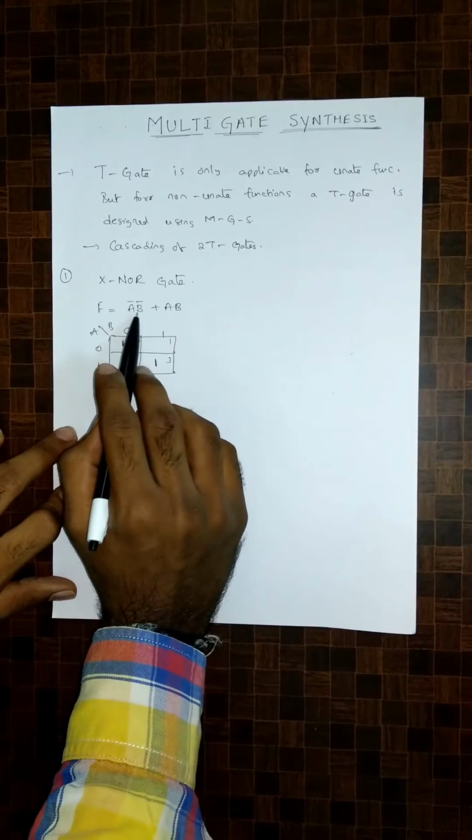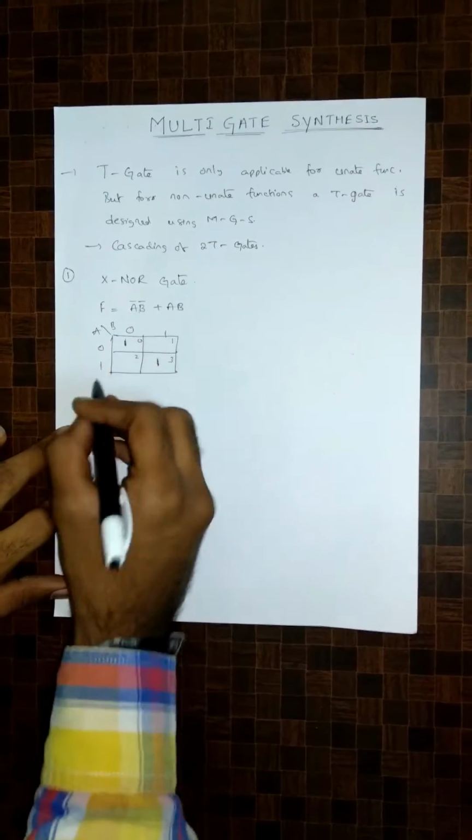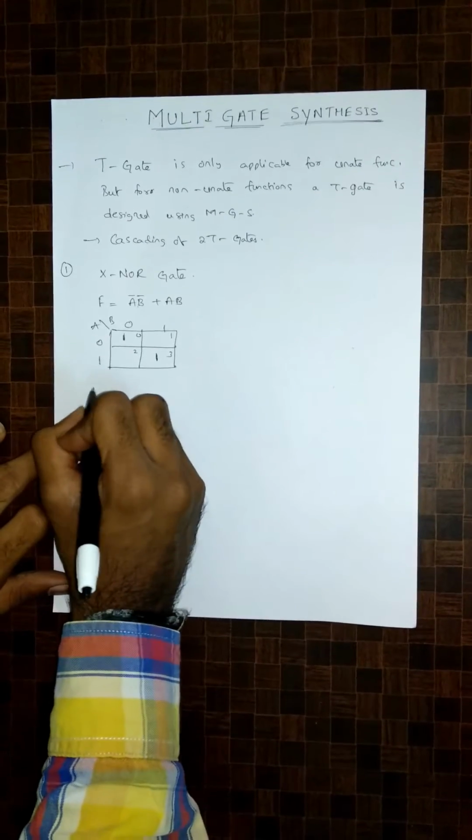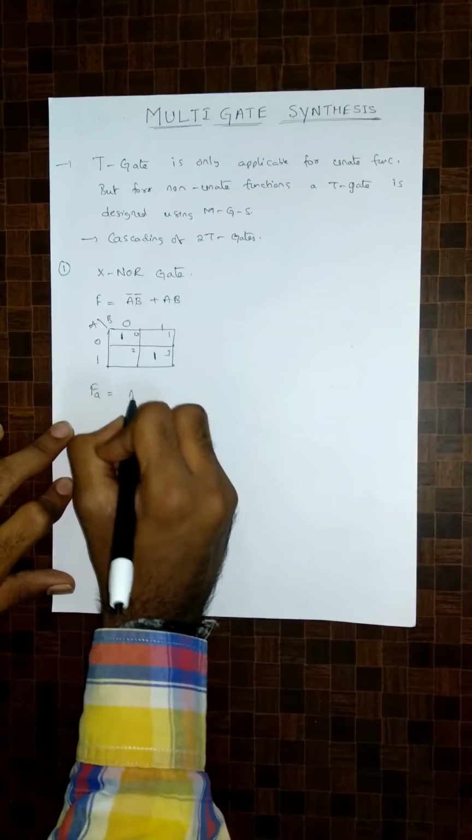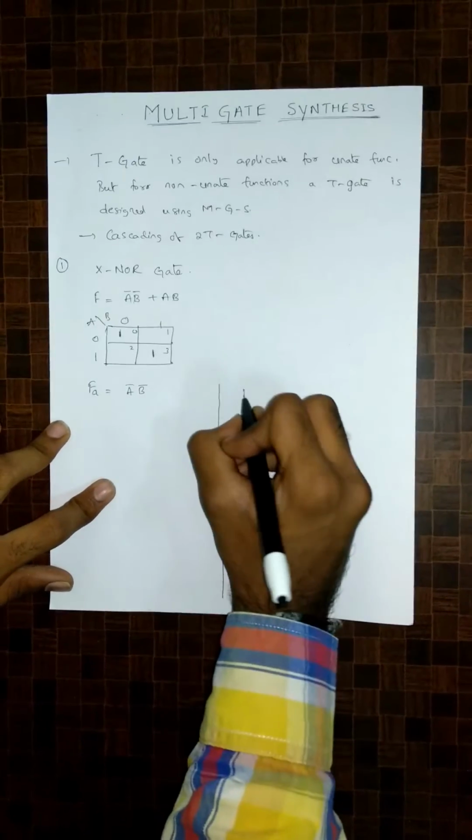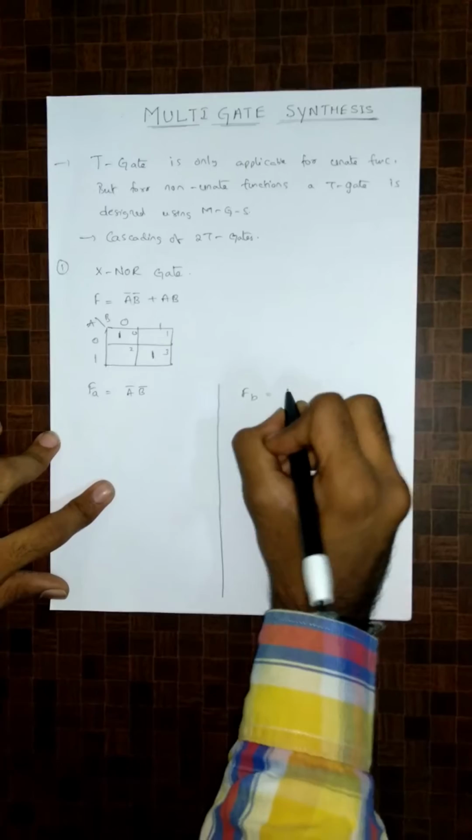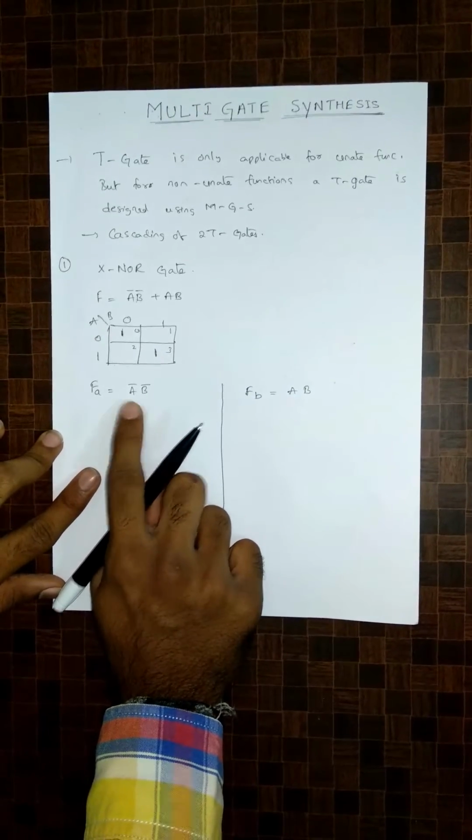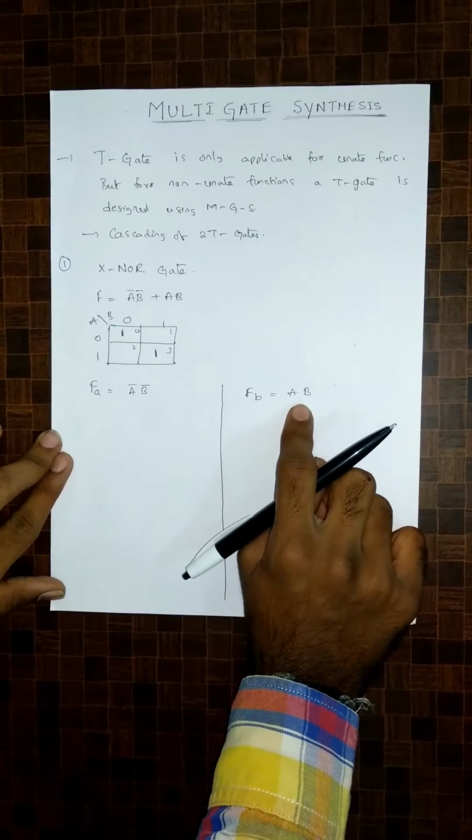Now as it is a non-unit function, we must split this function into two functions. Let the first function be FA, which is A'B', and let the second function be FB, which is AB. Now this function is a negative unit function, so it is a unit function.